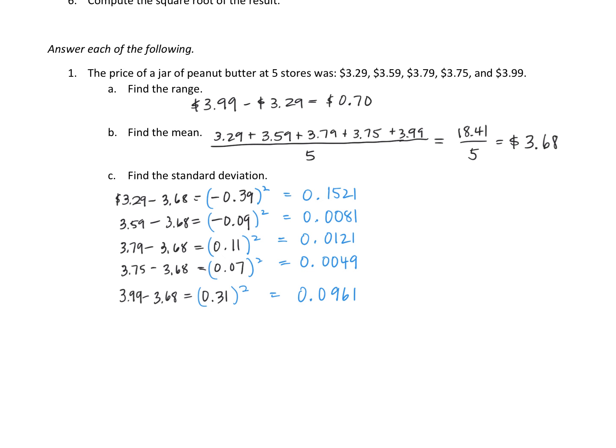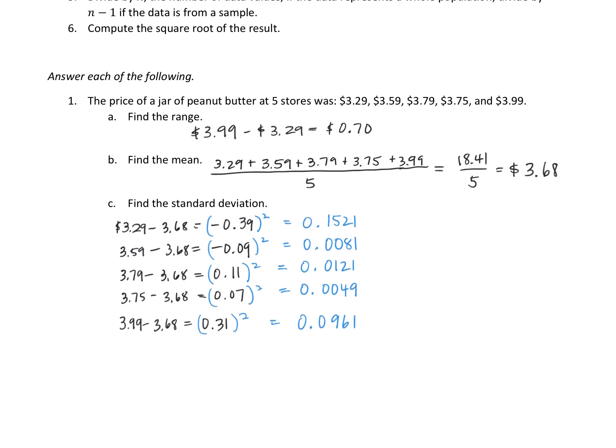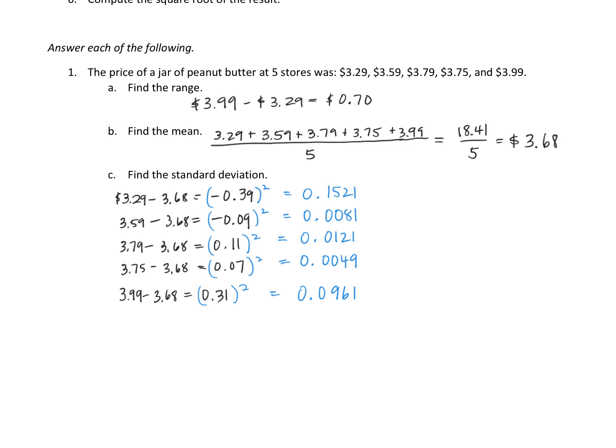So let's just scroll up and remind ourselves of the process here. Number 1, find the mean. We did that in part B. Number 2, subtract the mean from each data value. We did that. Number 3, square each deviation. We did that in blue. Number 4 is add the squared deviations. So that's what we need to do next. So number 4, add all these up. When I did that, I got 0.2733.